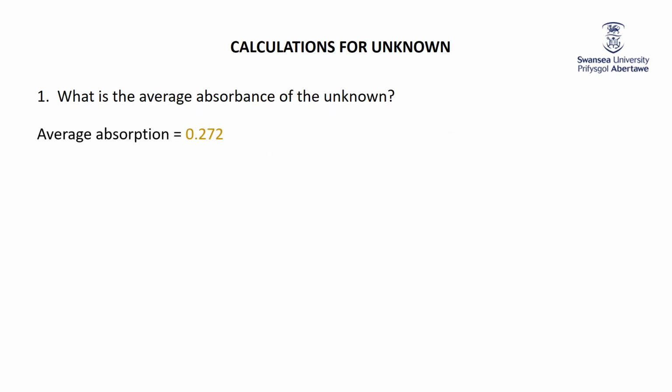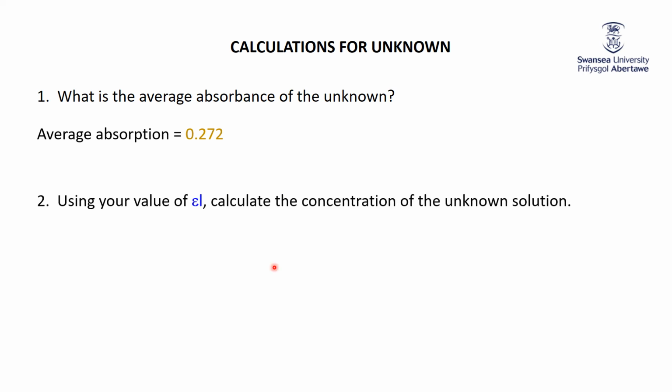What was the average absorbance? 0.272. Now, using my value of epsilon L, what was the concentration of the solution of the unknown? Again, absorbance, which I got there, epsilon L, which was about 704, concentration unknown, pop all that in, and I get that the concentration of my solution is 3.86 times 10 to the minus 4 moles per cubic decimeter. And that's effectively the concentration of the sodium salicylate in that unknown solution.